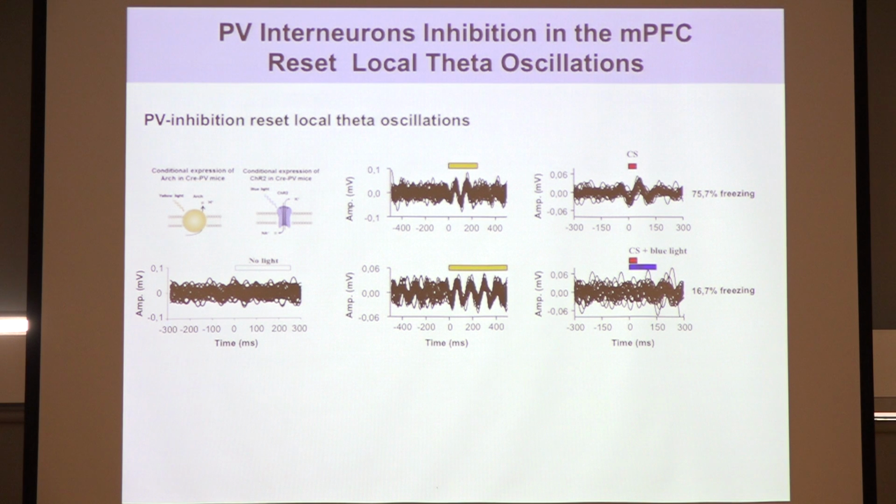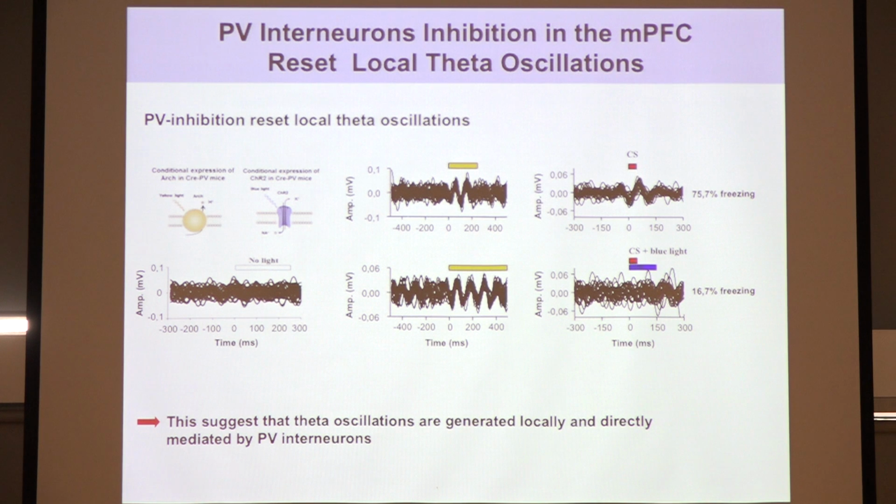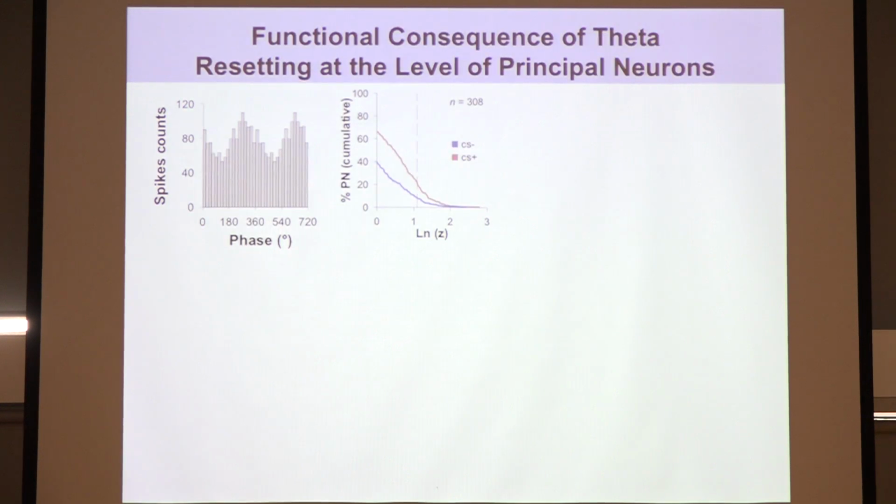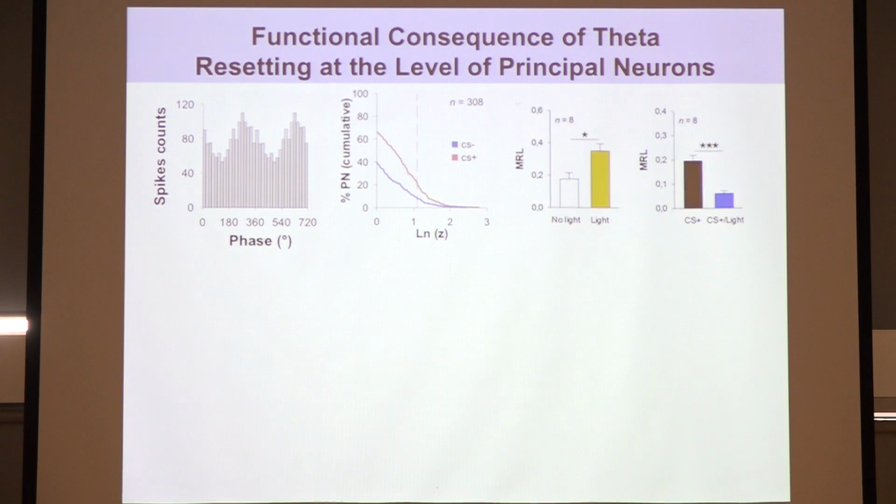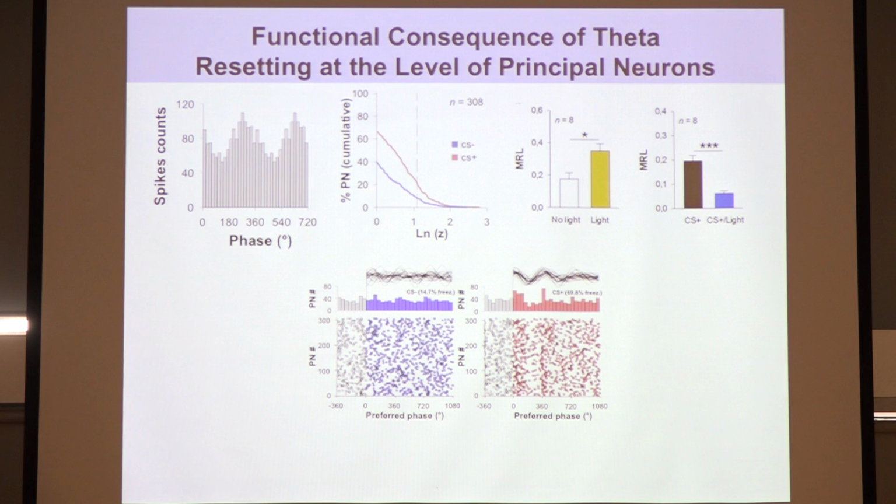So this clearly indicates, and this is the control condition where we present a CS plus that is associated with a high freezing level and associated with the resetting of the oscillation. And if we activate the PV, at the same time we block the resetting. So this clearly indicates that this resetting of theta oscillation is due to the inhibition of PV interneurons in the prefrontal cortex. So this is the conclusion. So this is almost the last part of this section of my presentation. Maybe I just skip this and I concentrate on that.